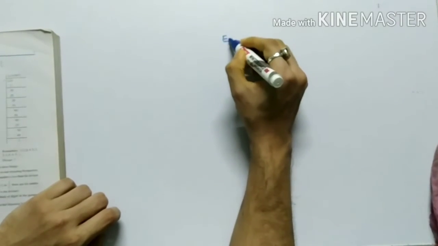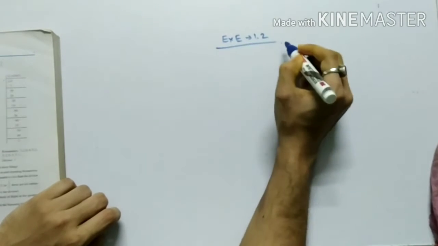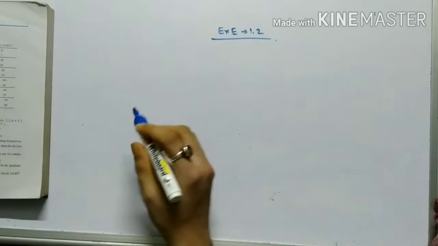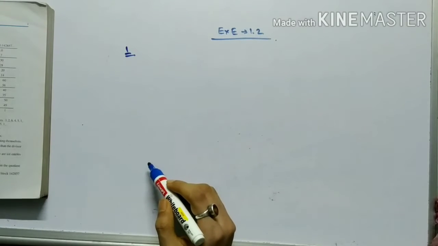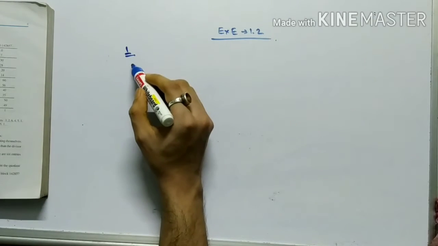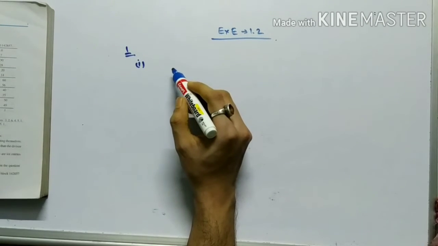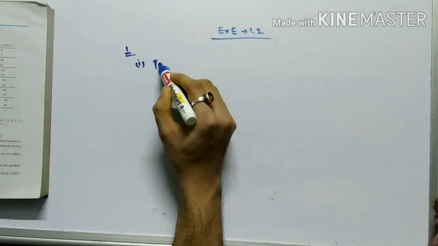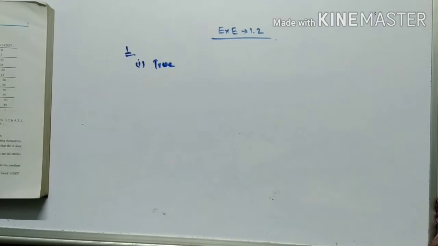So now we will go to exercise 1.2. So this one, type 1, every irrational number is a real number. Every irrational number is a real number, because this will be true.